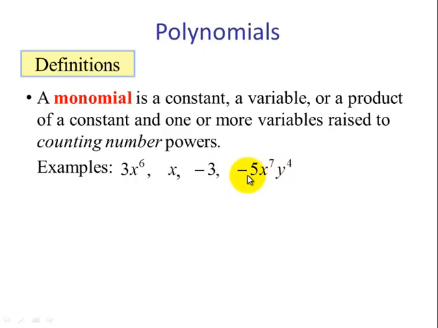And the last example, negative 5 x to the 7th y to the 4th is a monomial. The powers are counting numbers. A non-example would be x to the 1/2 power. That is not a monomial. Another example would be x to the negative 3 power. Negative 3 is not a counting number. It is not a natural number.